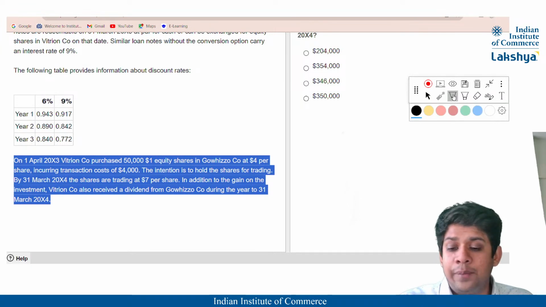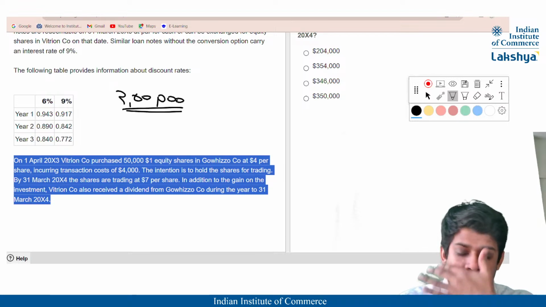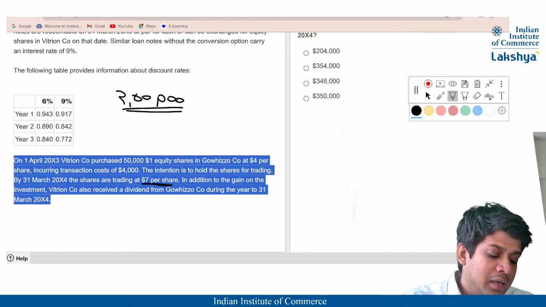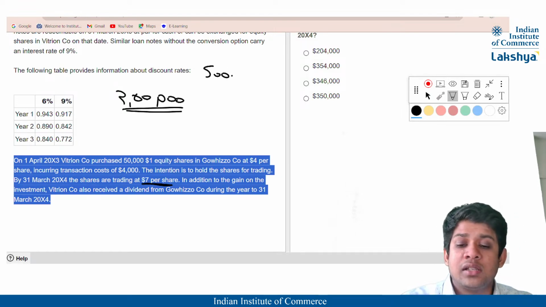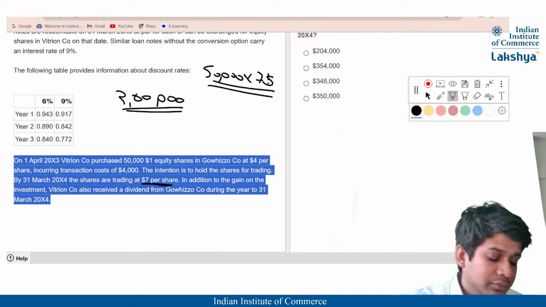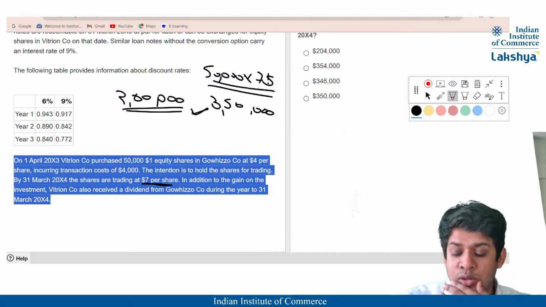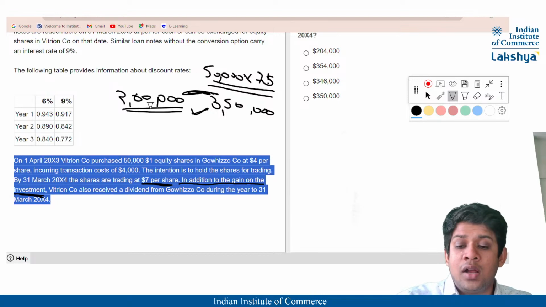Okay, let us see. Firstly, at the start of the year, our value of the equity investment, our financial asset, is $2 lakh. At the year end, it got changed to $7 per share. That means at the year end, it is 50,000 shares into $7 per share, that will be 3,50,000. Correct? At the year end, our value got changed to $3,50,000. So 1,50,000 is the gain on investment, correct? From 2 lakh, it increased by $1,50,000.